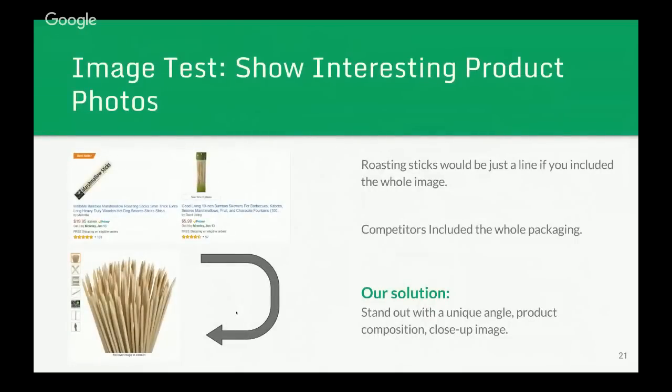So again, something else to get the creative juices flowing, think about different types of images that you can test. These are our bamboo marshmallow sticks, and where our competitors have boring, pretty bland images of just the bamboo sticks inside the packaging, instead we're showing this one, which is visually appealing. It's interesting to look at. It draws your eye towards it.